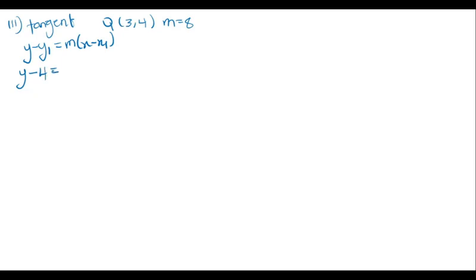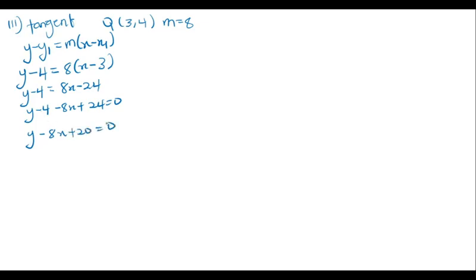4 equals what? 8 into bracket x minus x1 is what? 3. So we simplify this. We have y minus 4 is equal to what? This is 8x minus what? 24. So it means we have y minus 4 minus 8x plus 24 is equal to 0. So it means we have what? y minus 8x, negative 4 plus 24, this will give us 20, is equal to 0. So this is our what? Equation of the tangent to the curve.